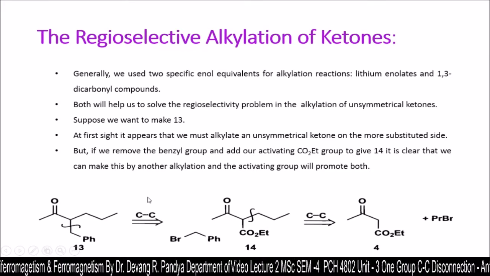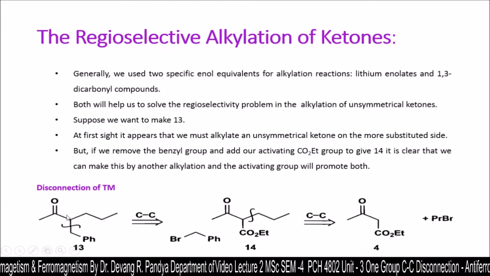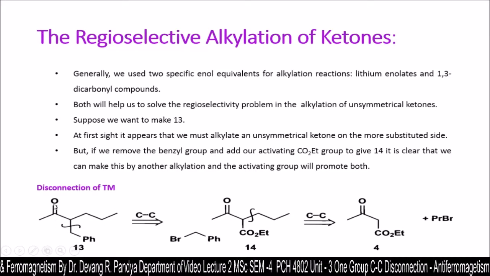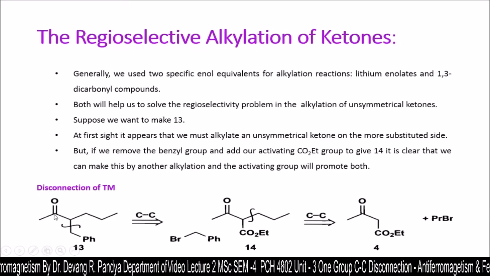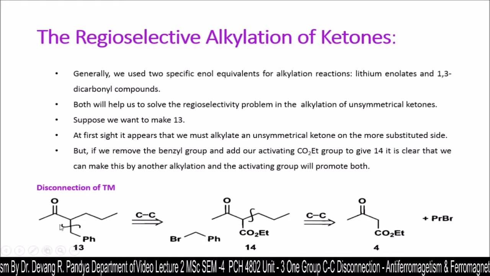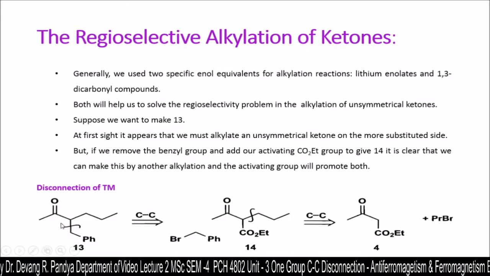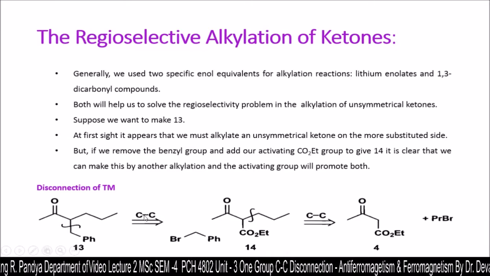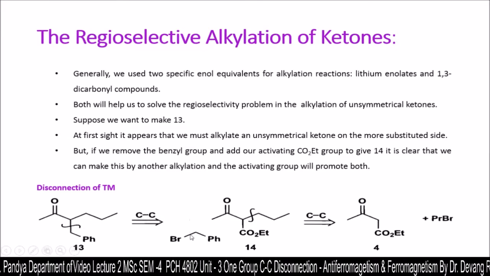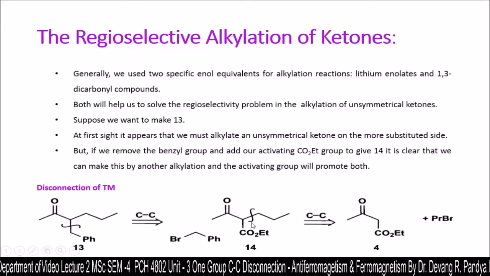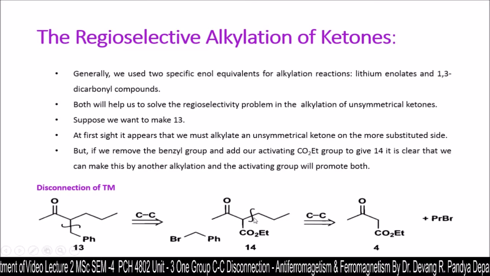Here is the disconnection given for this target molecule, that is structure 13. Carbonyl carbon is carbon number 1, this is carbon number 2, and after carbon number 2 we have put this wiggly line. So we have put a disconnection, that is a kind of 1,2-CC1 group disconnection, which is going to give us two synthetic equivalents. One is benzyl bromide and the other one is this ester group.